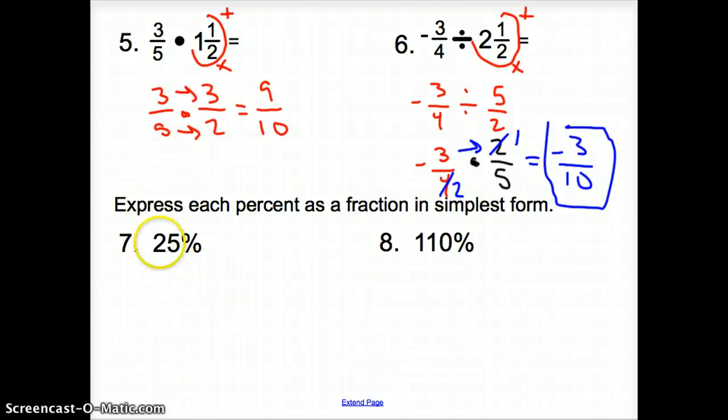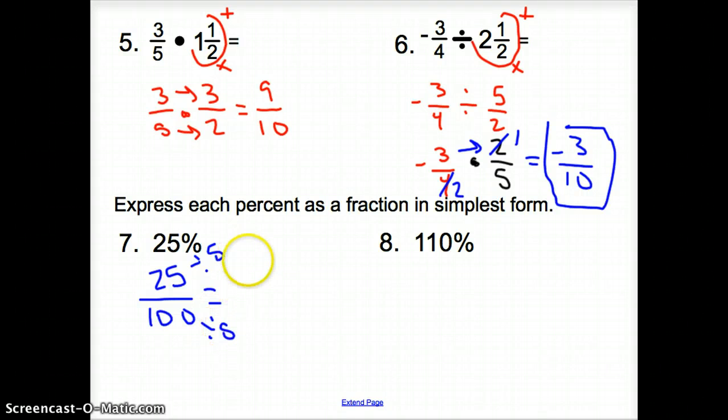Percents always go over 100. So we have 25%, and we're going to put 25 over 100, and now we just simplify this fraction. Well, I know that 5's always go into 0, so I'm going to take out a 5. I'm going to divide out a 5 on top and divide out a 5 on the bottom to get 5 over 20. Well, can I do it again?